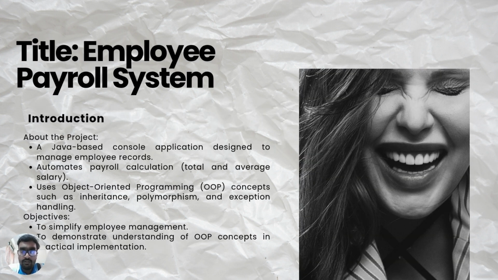So, the title of our project is Employee Payroll System. I'm going to explain about the project. It's a Java based console application designed to manage employee records, and it automates payroll calculations such as total and average salary. It uses object oriented programming (OOP) concepts such as inheritance, polymorphism, and exception handling. The objective is very simple. It's used to simplify employee management and to demonstrate understanding of OOP concepts in practical implementation.